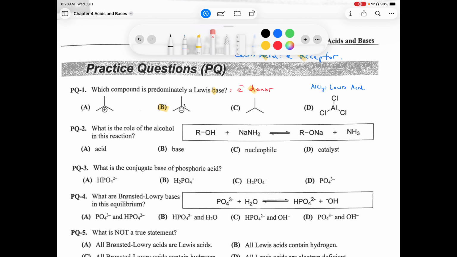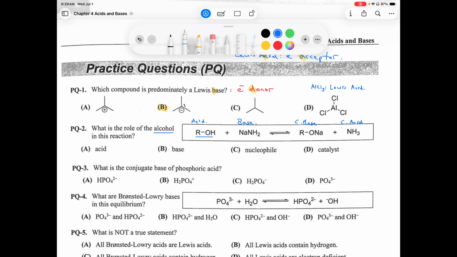All right, question number 2. What is the role of the alcohol in this reaction? First thing you've got to be able to do is recognize an alcohol. And so this is our alcohol right here. Next, you've got to be able to recognize an acid, base, and conjugate acid. You can see that the alcohol is becoming an alkoxide, thus it's donating a proton, and therefore this must be our acid. You can see that the sodium amide here is going to be our base, which would make the alkoxide the conjugate base and the ammonia the conjugate acid.